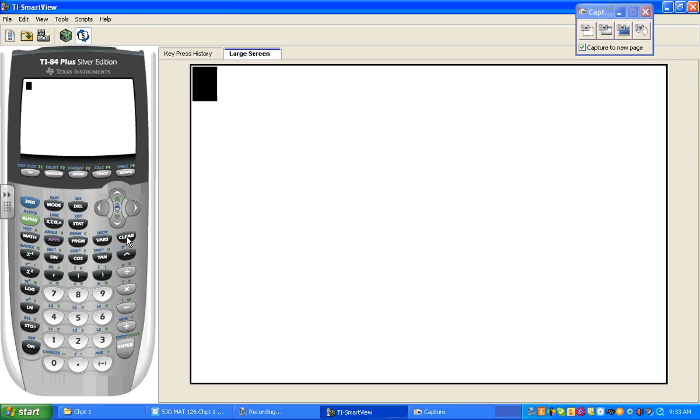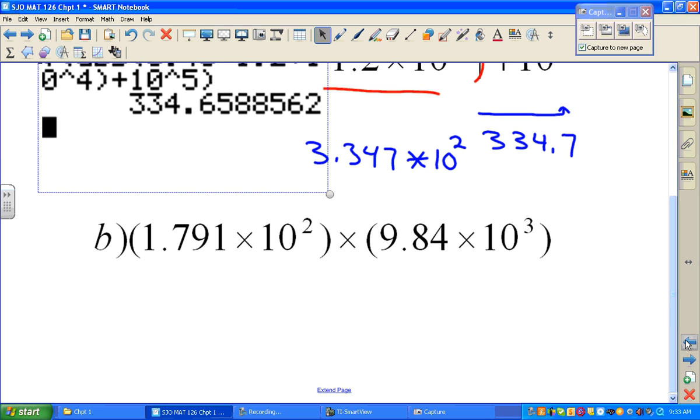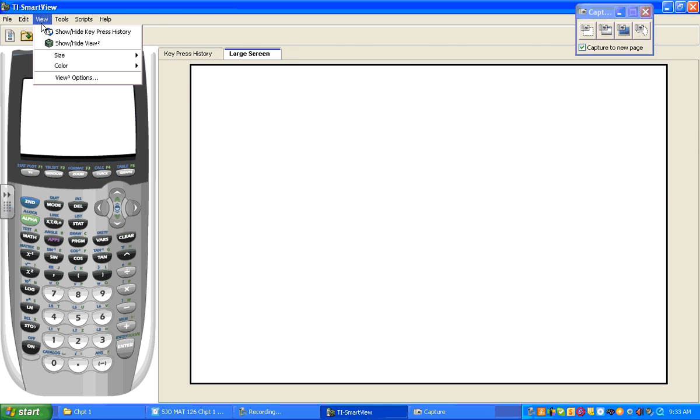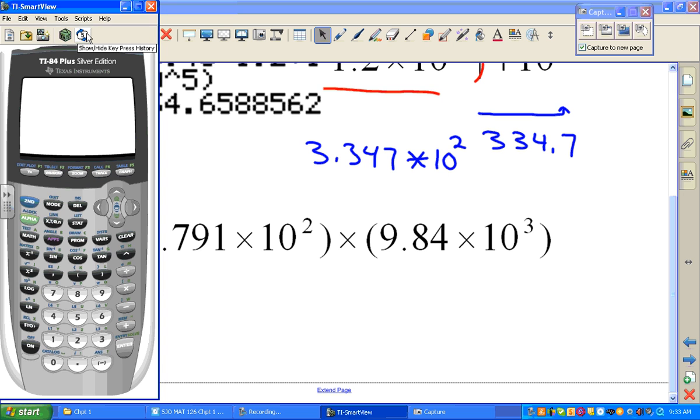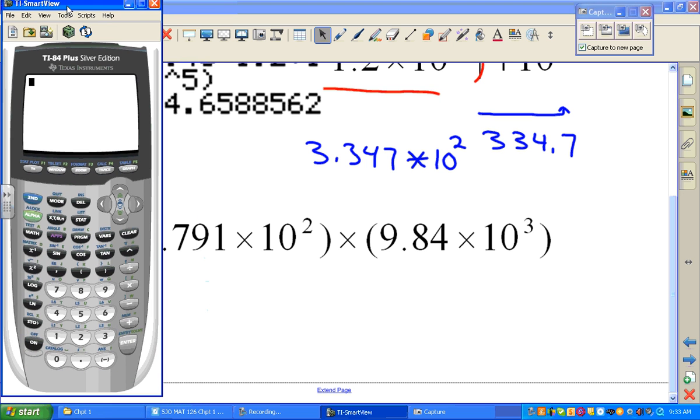And let's do another calculation. Ready? This I'm going to do a little different. I'm going to use a scientific notation button on the calculator. All right? So I'm going to hit View, Show Hide. There's an E button on your calculator, so 1.791, and the double E button is above my comma. I hit second, enter, E2.